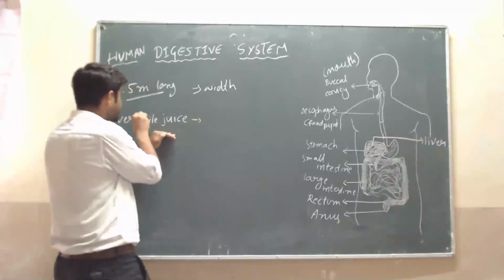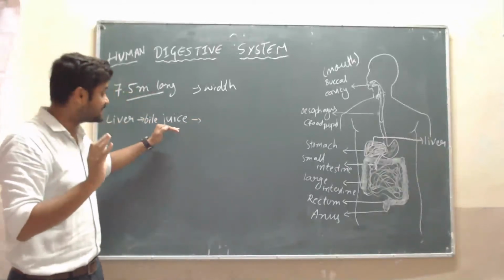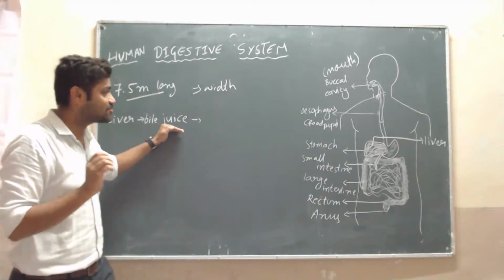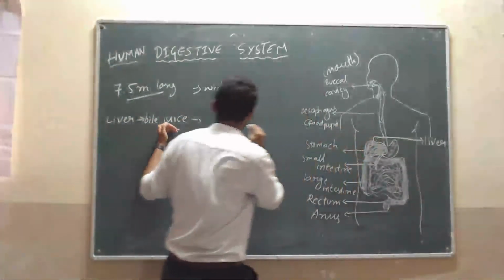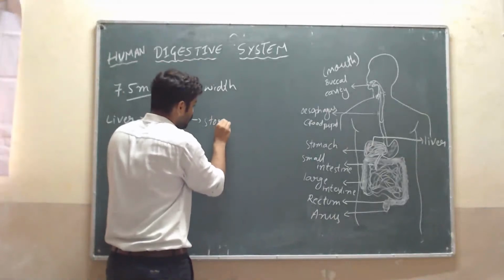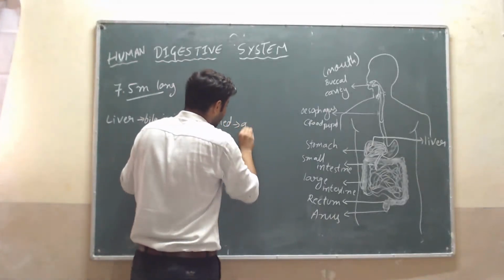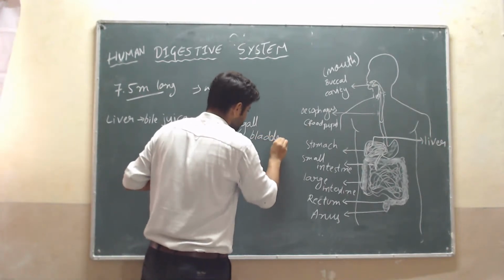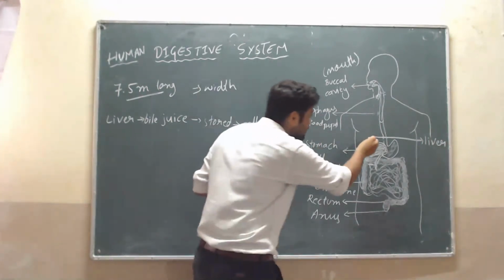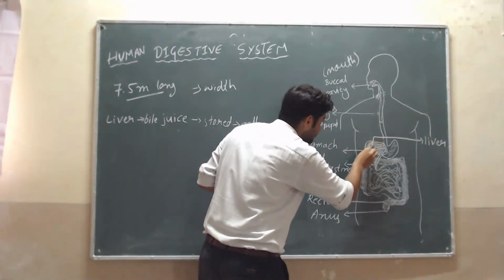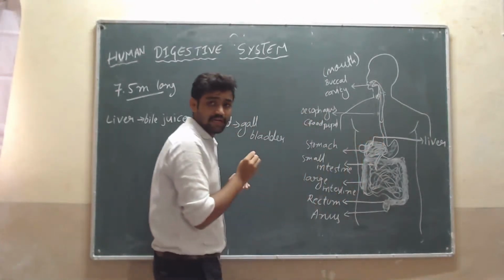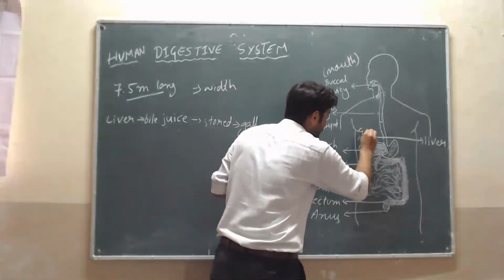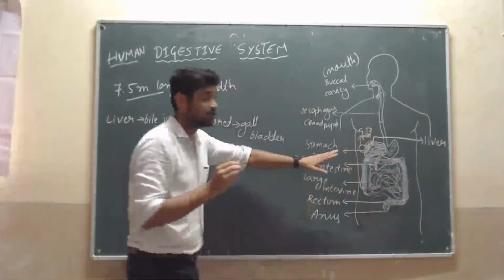This bile juice is stored in the gallbladder. Gallbladder is another organ which is present here. This is the gallbladder. I will write gallbladder here so that you will not be confused.